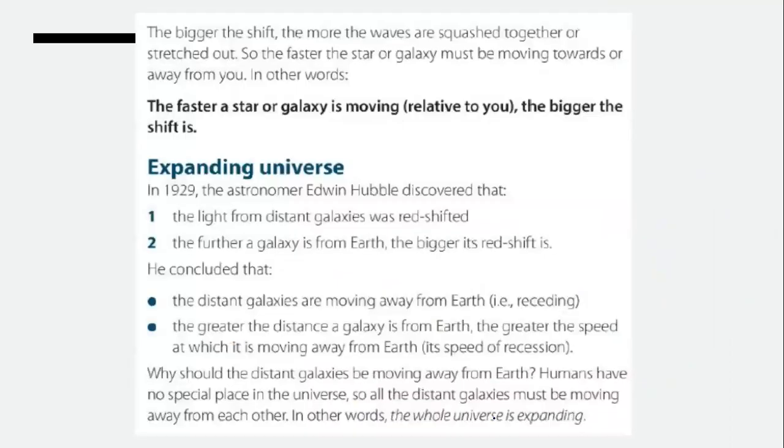And that is how they came up with the theory that our universe is expanding. Is this making sense? Miss, could you explain the part about the red shift and the blue shift once again? Like, how do you find out?